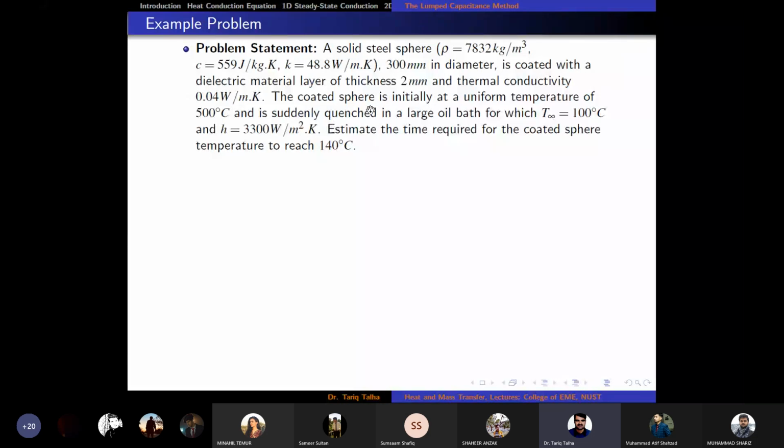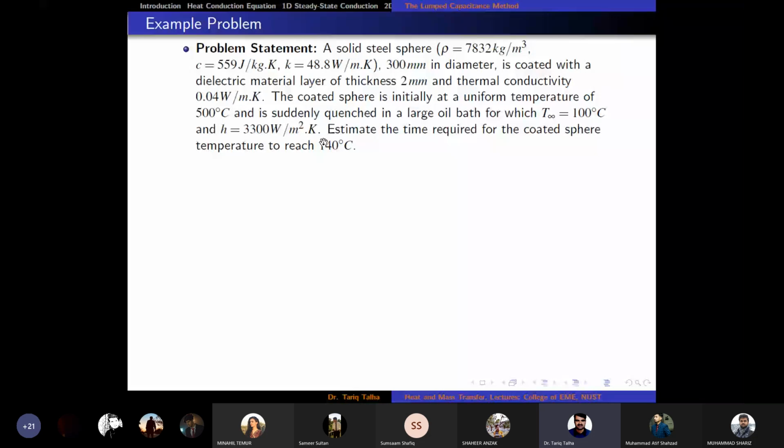Now we are talking about quenching, which is rapid cooling, and for that we usually use a liquid, because for a liquid the h value is quite high, so it results in rapid cooling. So T infinity is 100 degrees and h value is 3300 watt per meter square Kelvin. Estimate the time required for this sphere to reach from 500 degrees to 140 degrees centigrade.